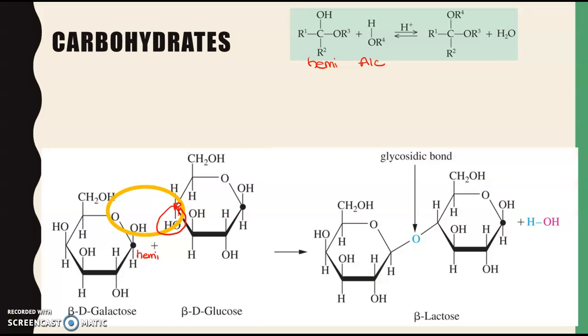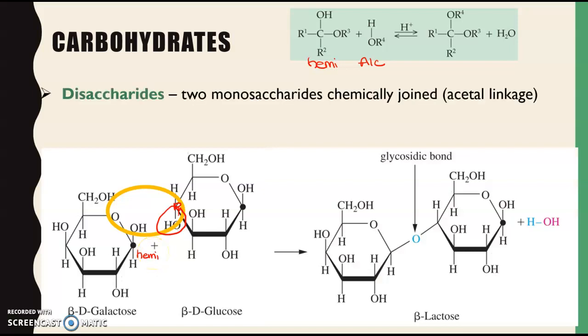So when we form lactose, which is a disaccharide, two monosaccharides chemically joined together, they join together through the making of an acetal, through an acetal linkage. Now we happen to call it a glycosidic bond or the glycosidic linkage, but that's really just a term that means a covalent bond between a sugar molecule and something else. So this is a sugar molecule and another sugar molecule, but it is actually an acetal linkage. And let's look at why.